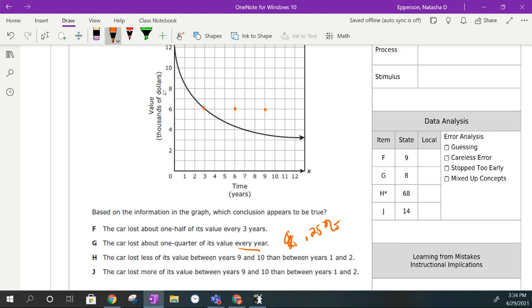This one would have lost its value between 9 and 10 years. So that's from 9 to 10. Lost less value between 1 and 2 years. Lost more of the value. That means if it's talking about more, it'd be going up, so that's out. I would say the surest answer is H, because if I look between 9 and 10, we only lose a little bit of value between those 2 years.